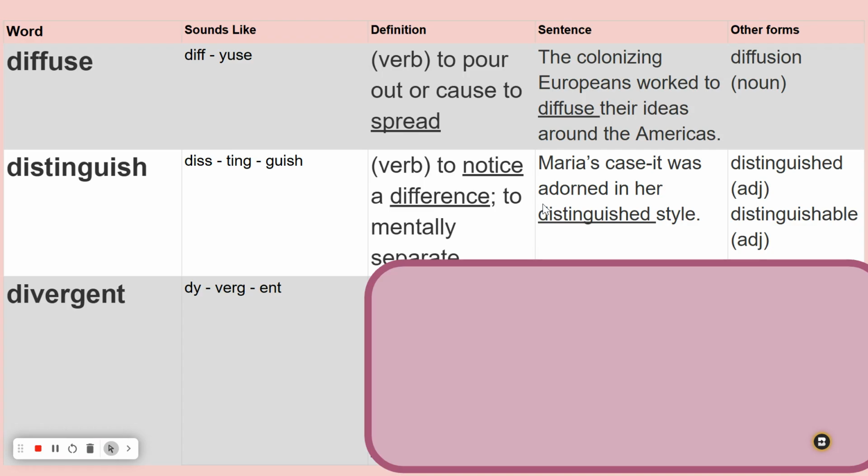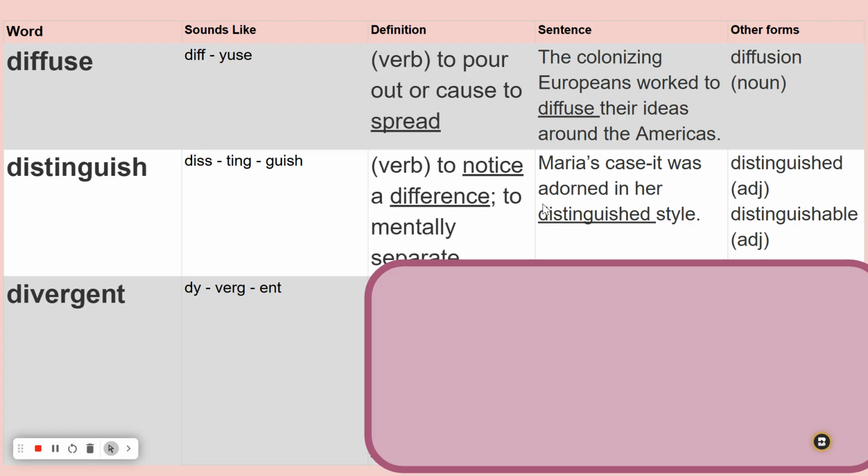Last three words, we have diffuse. Oh, sorry, I said that wrong. Diffuse. It has an S sound, not a Z sound. I often mispronounce diffuse as defuse, which has an entirely different meaning. Diffuse means to pour out or cause to spread.